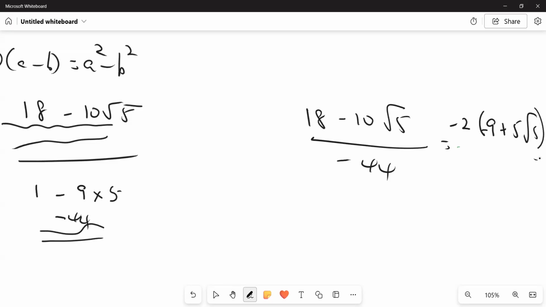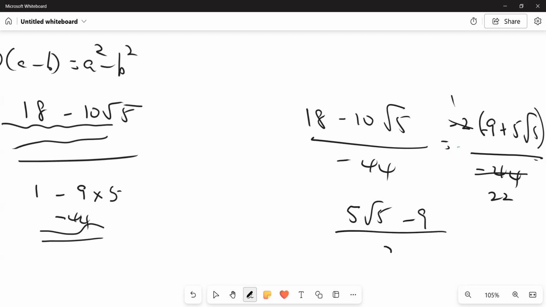So all of this over minus 44. So I think you could cancel this here, and you get 22 here. And then you wouldn't write this so ugly. You would write 5 root 5 minus 9 over 22, so you don't have a minus sign sticking out here. So it's a little harder, but doable.